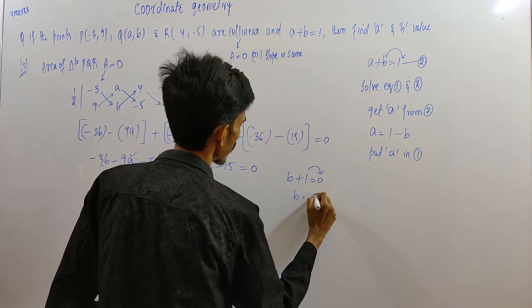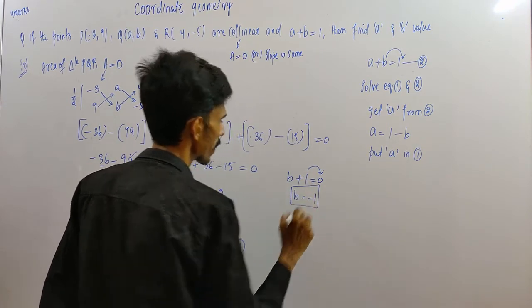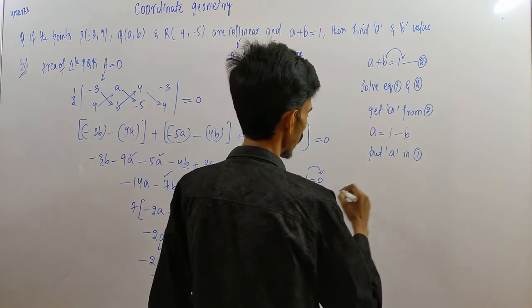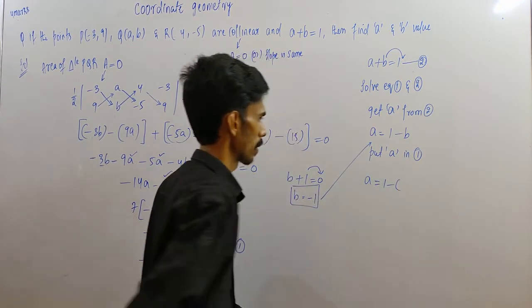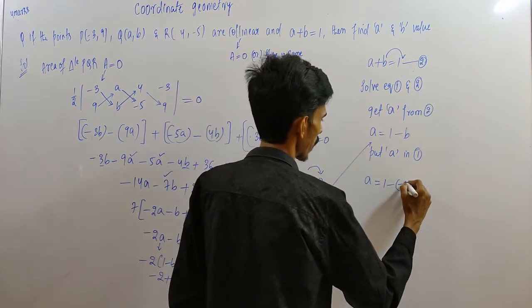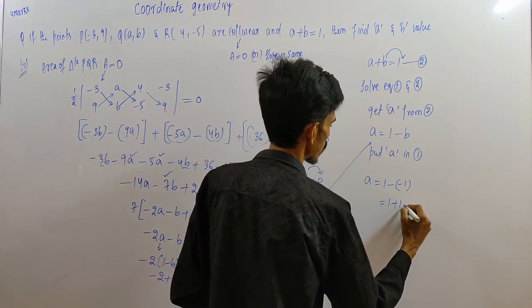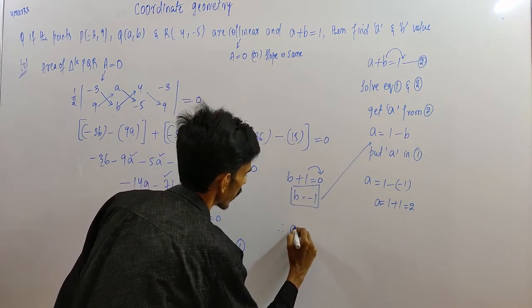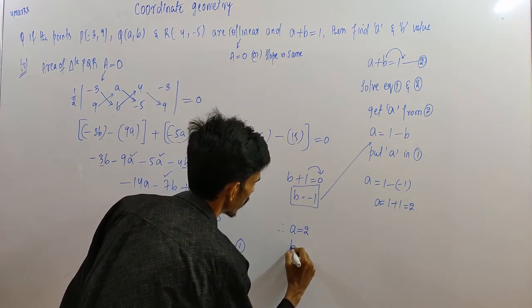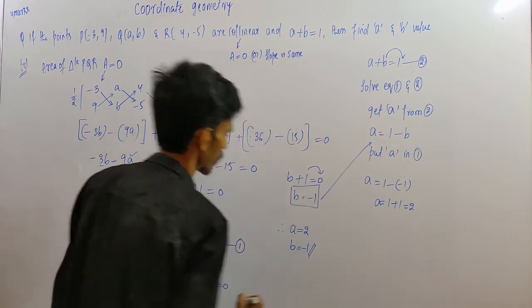Send this one here, we have minus 1. So we got b value as minus 1. Put here, we get a is equal to 1 minus b value. b value is minus 1. So we have 1 plus 1, that is 2. Hence we got a value as 2, b value as minus 1.